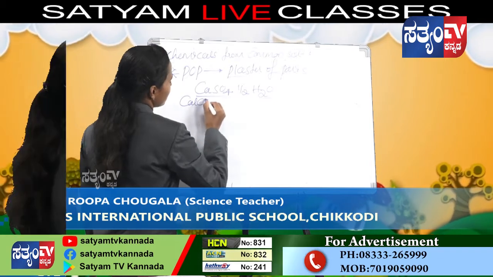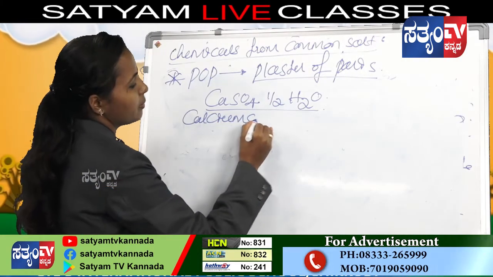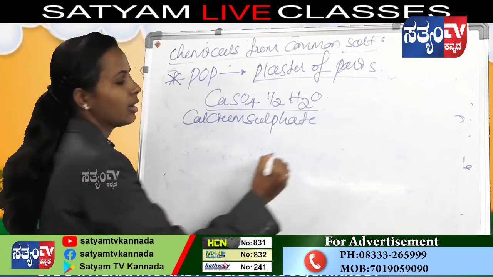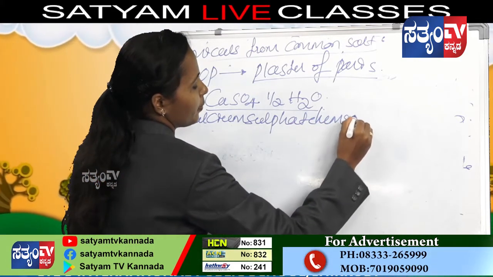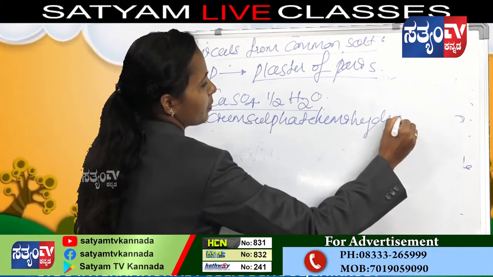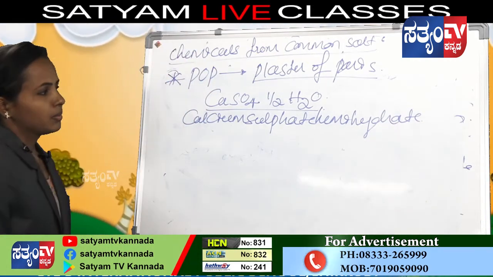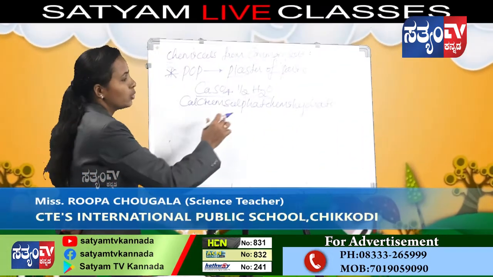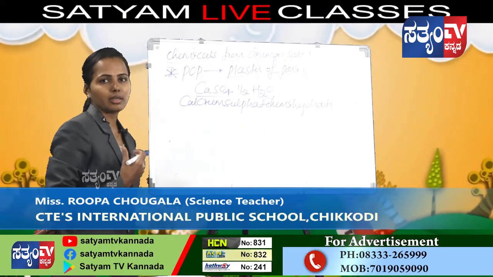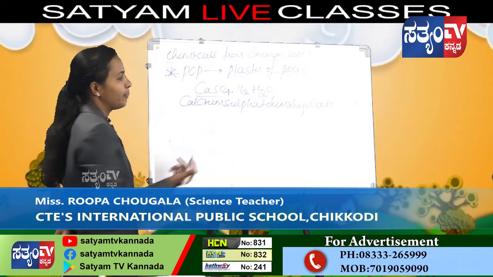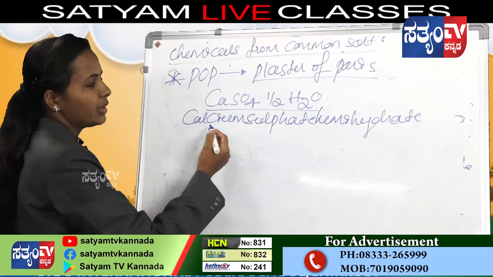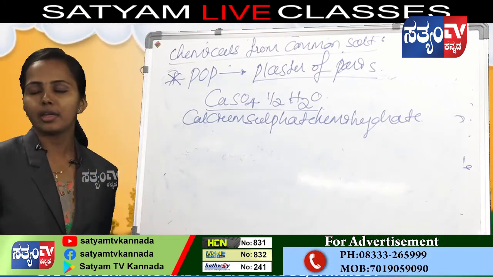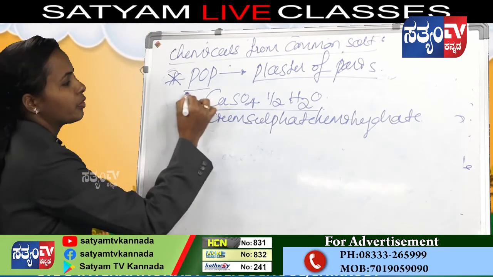Here, calcium sulfate hemihydrate. If it is 1 H2O it means monohydrate, 2 means dihydrate, 3 means tri, and 5 means penta. Like here, half H2O is there, that's why we are calling it calcium sulfate hemihydrate. Here is how the POP is formed.